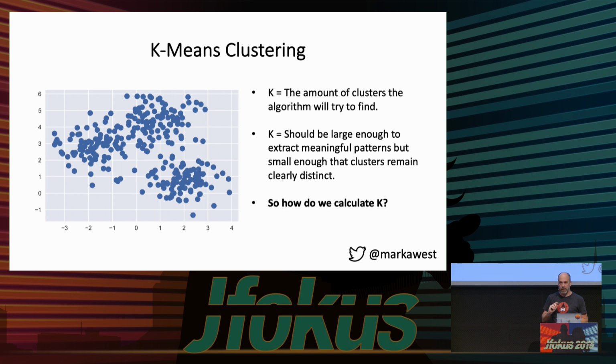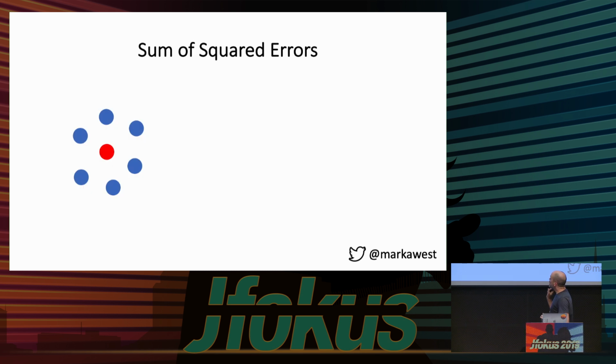How do we calculate k? We need to find a programmatic way to do it. And there are different ways of doing it, but I'm going to show you a way which is very easy to visualize, and therefore easier to communicate. So we use the sum of squared error.